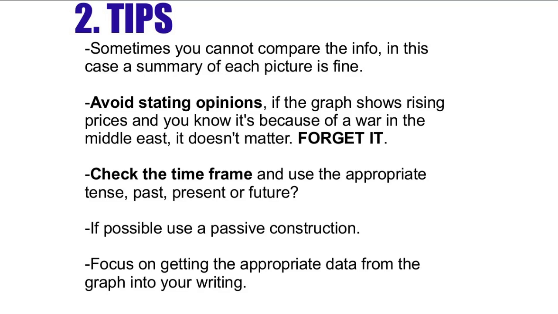Sometimes with IELTS academic task 1, it's impossible to compare the information. Maybe you've got a table followed by a pie chart and they just don't correspond. So in this case what you do is just write a paragraph about the pie chart and a paragraph about the table. That's it.